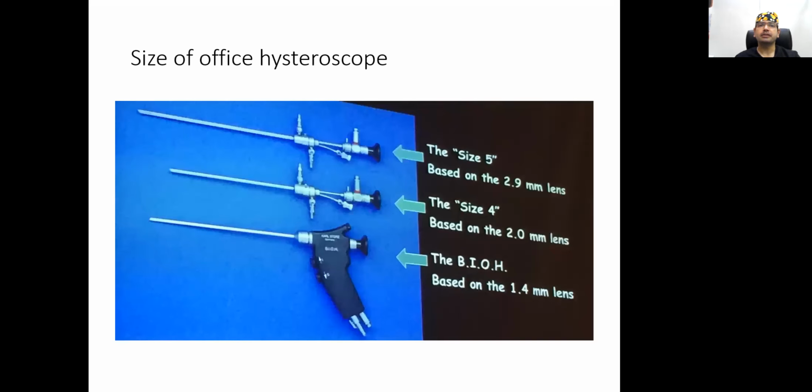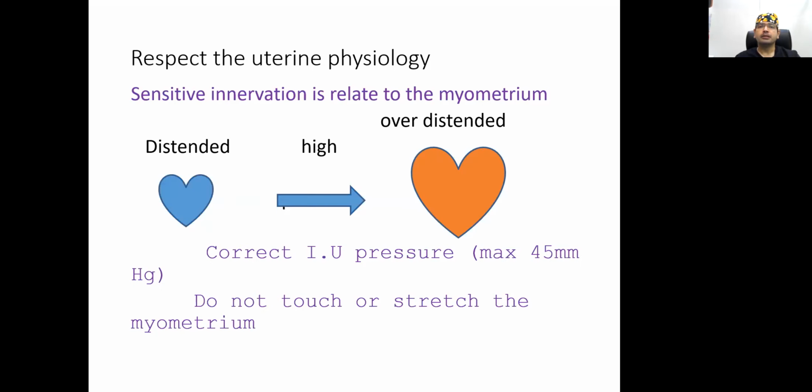These are the various sizes of the office hysteroscope which are available. With evolution, the scope diameter has been reduced from size 5, which is 2.9 millimeter, to size 4, which is 2 millimeter, and from size 4 to BIOH, where we're talking integrated office hysteroscopy, which is a 1.5 millimeter lens. The pressure in office hysteroscopy has to be maintained between 45 and 80 millimeter of mercury, because beyond 80 there is a distension of the internal ostia, which causes fluid to spill out into the peritoneal cavity, and the patient will have pain.